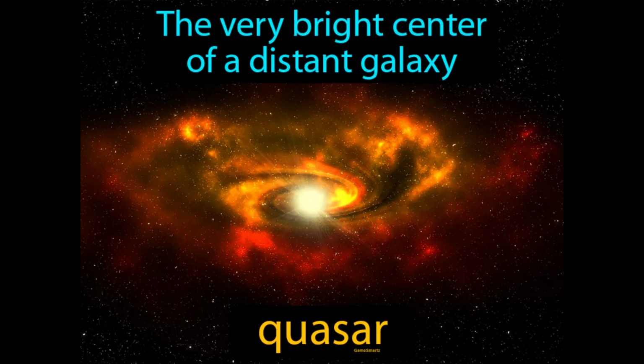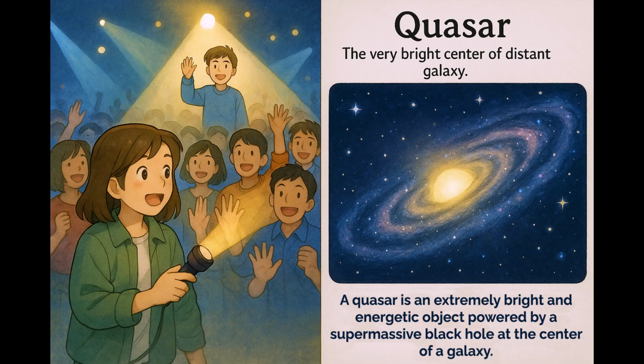The very bright center of a distant galaxy, quasar. A quasar is an extremely bright and energetic object powered by a supermassive black hole at the center of a galaxy. Imagine trying to find your friend at a crowded concert when they're standing right under a bright spotlight.